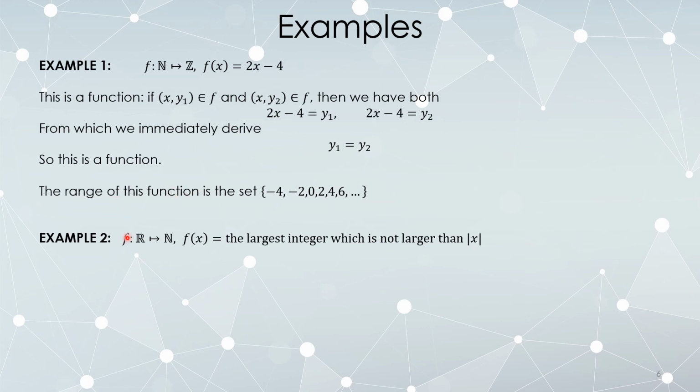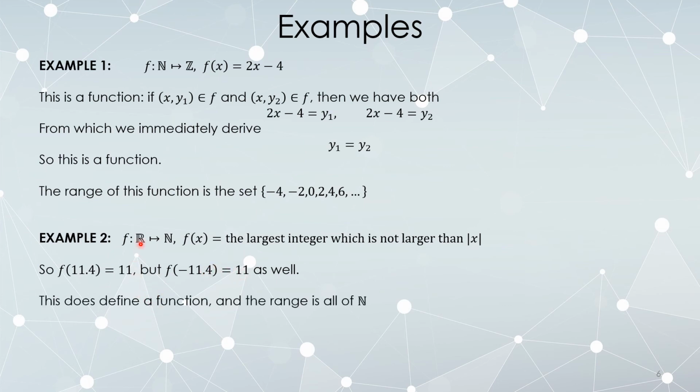Let's look at another example. I have a function whose domain is the real numbers, whose codomain is natural numbers, given by, if I plug in a real number, I find the largest integer which is not larger than the absolute value of x. So for example, if I plug in 11.4, the absolute value of 11.4 is just 11.4. What's the biggest integer that isn't surpassing that? The biggest integer that doesn't surpass 11.4 is 11. However, f of -11.4 is also 11. The absolute value of -11.4 is 11.4, and again, the biggest integer which does not surpass that is still 11.